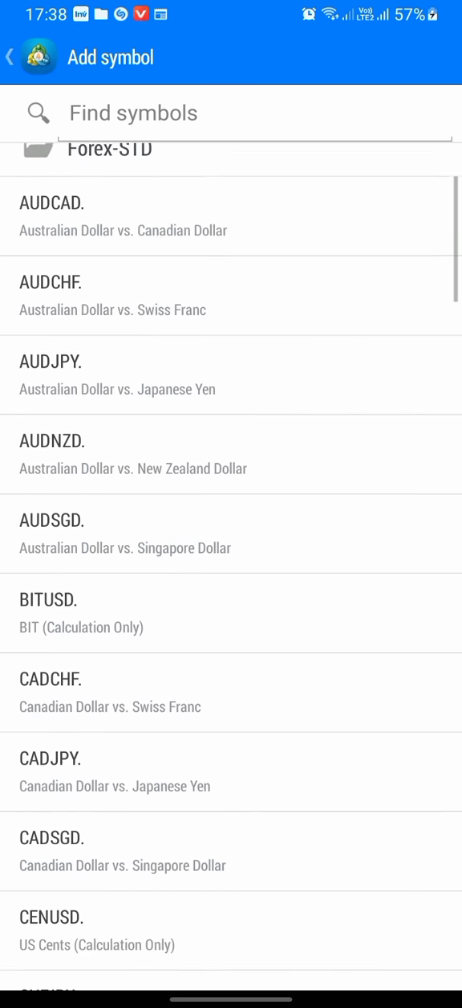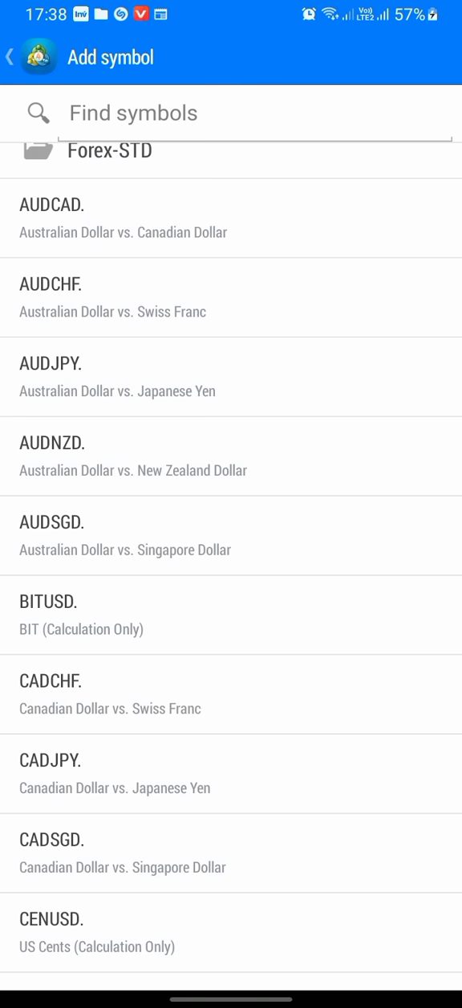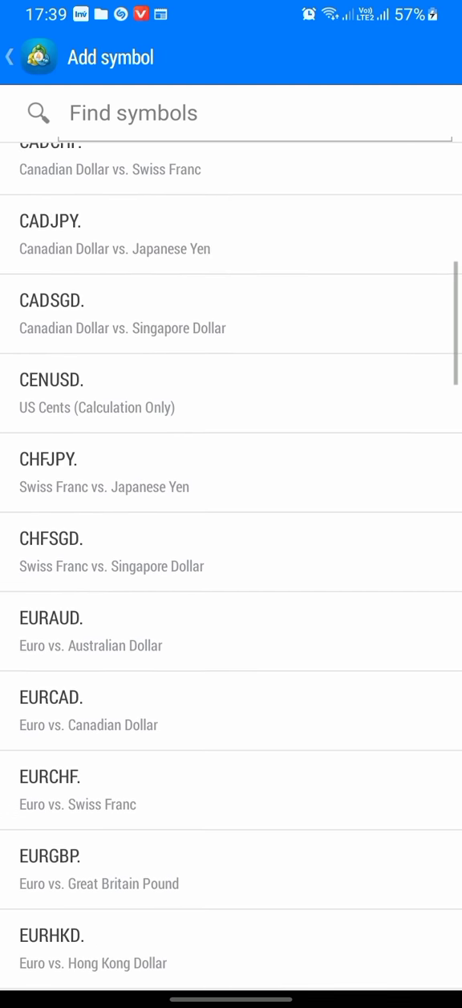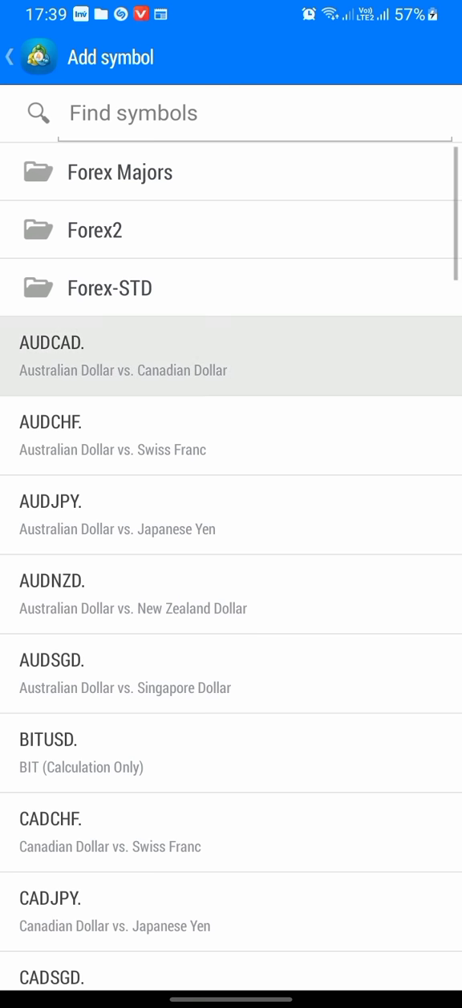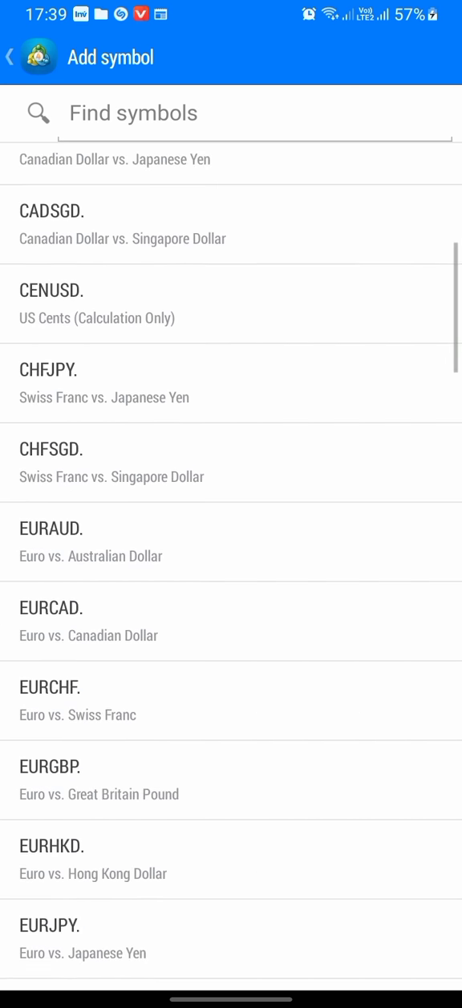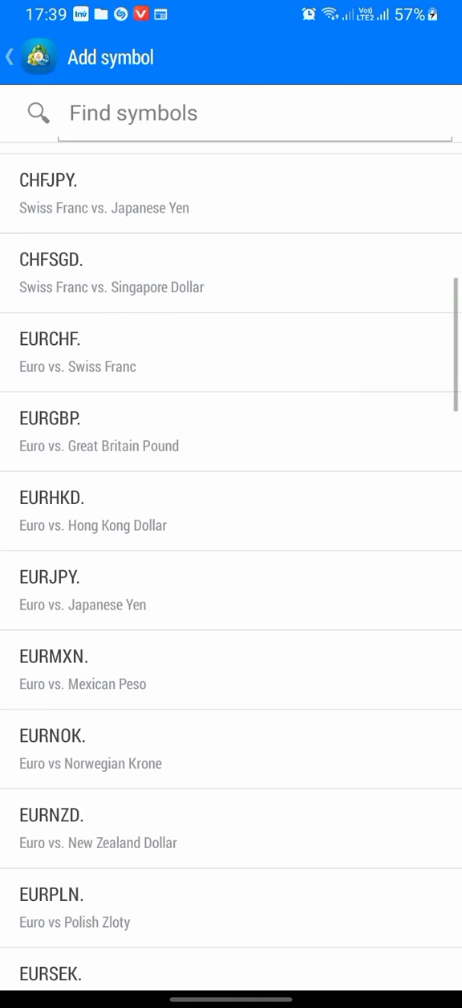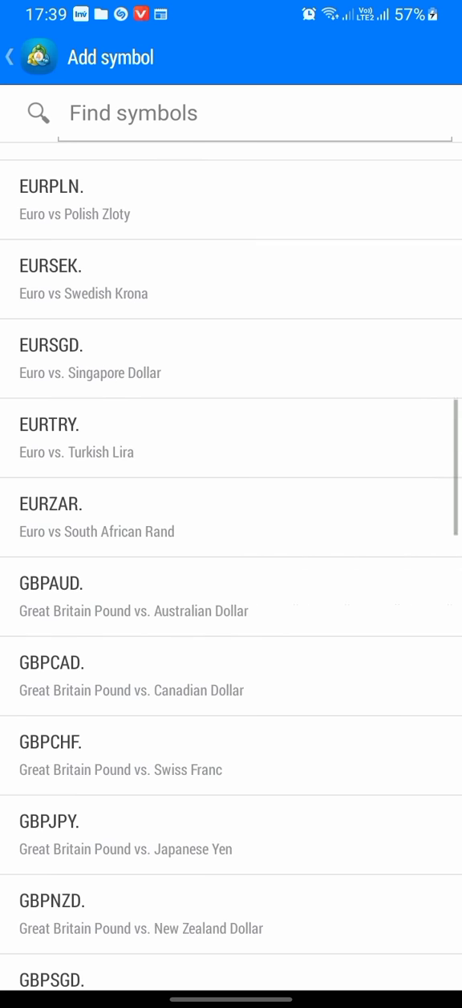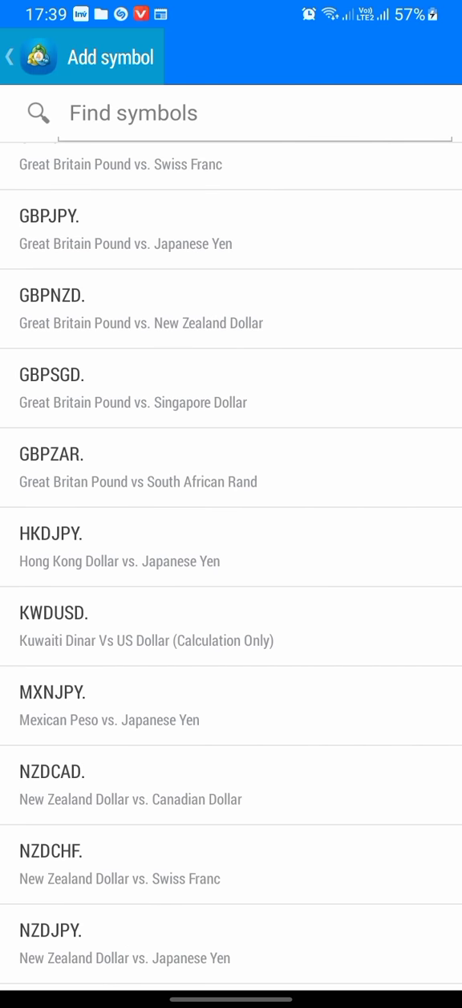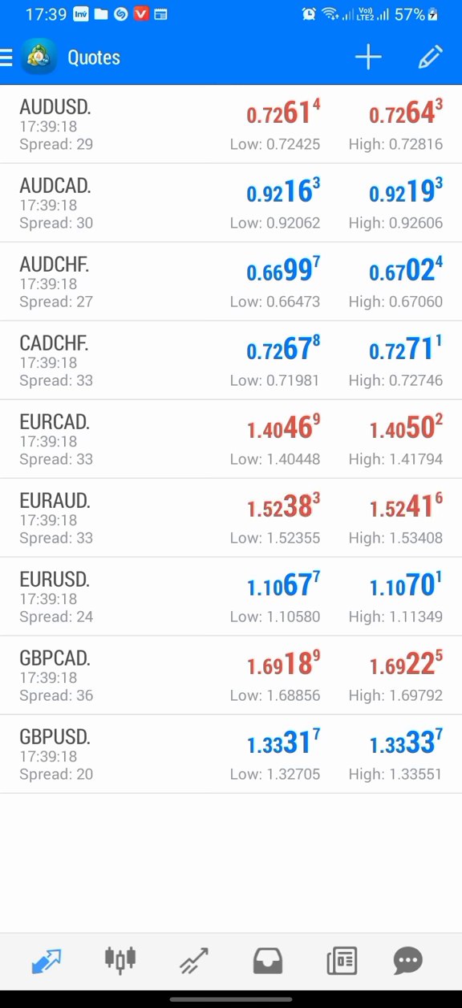When you click it, you'll see there's AUD CAD, AUD CHF, and their names right there. There are many of them. Let's just select a few: AUD CHF, CAD CHF, Euro, and just a couple more for this lesson. I think that would do. You click them, then they go to your quotes. You see the currency pairs that we have been clicking, they went to the quotes.